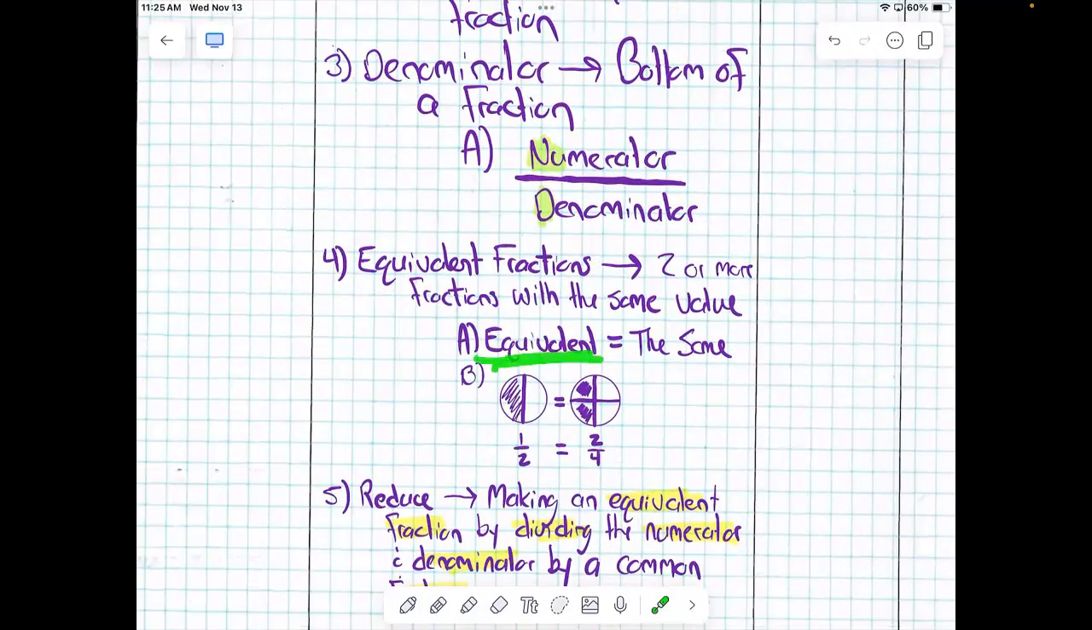Equivalent fractions would be two or more fractions with the same value. Class, what does equivalent mean? The same. Okay, well, you don't have to shout. You can just answer, but I like the enthusiasm. Equivalent means the same, right?